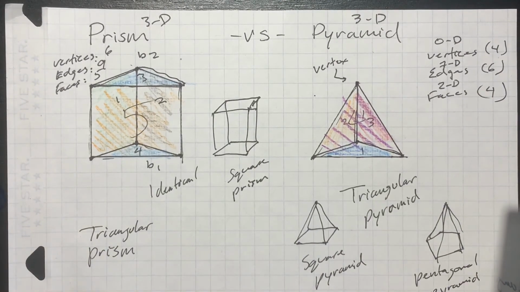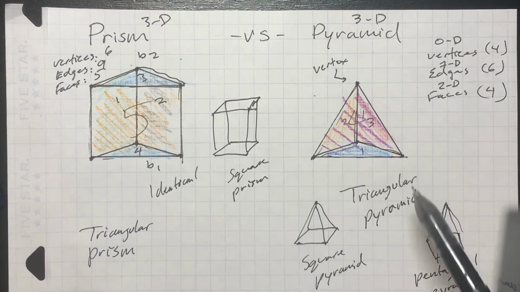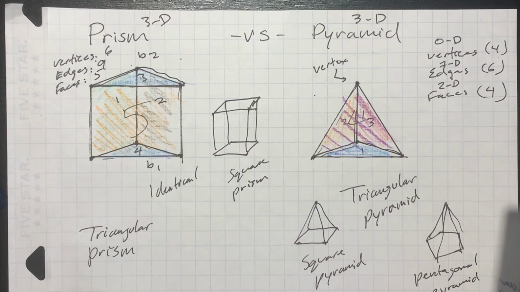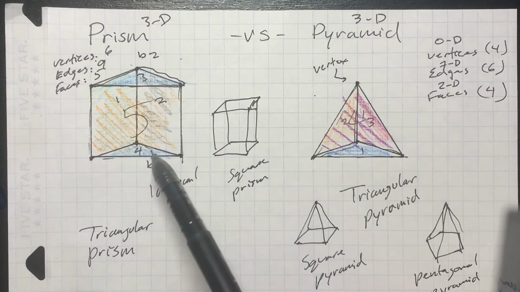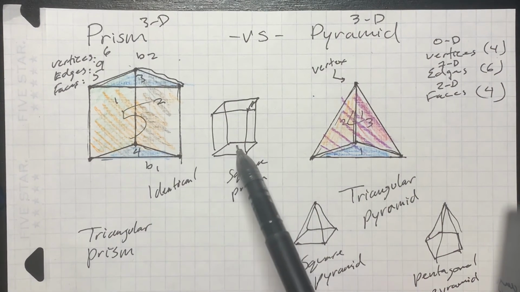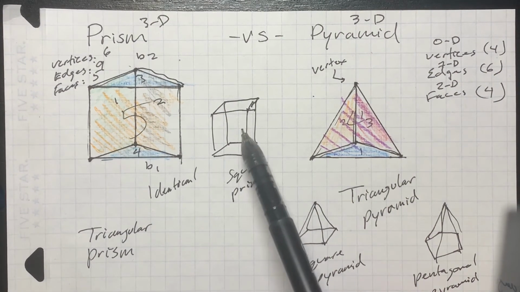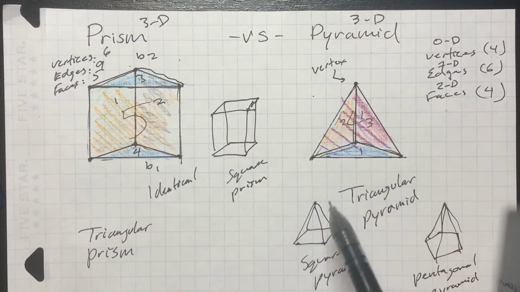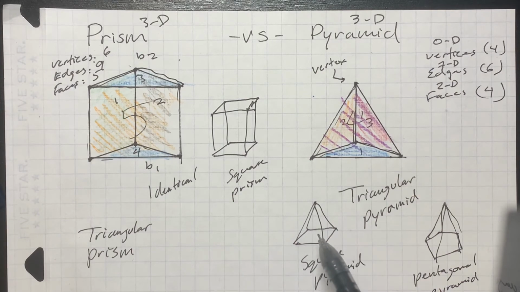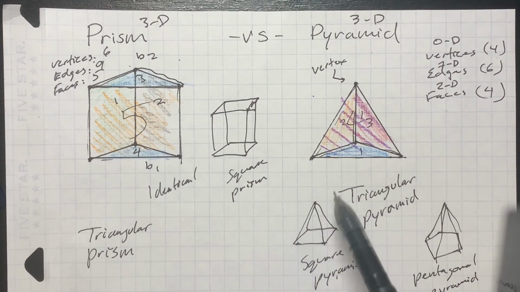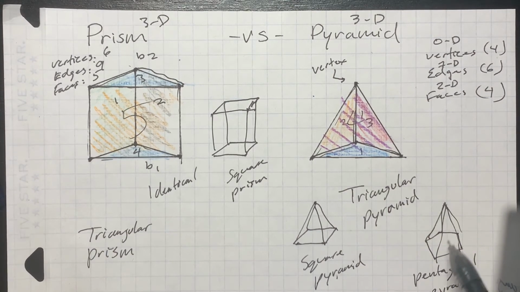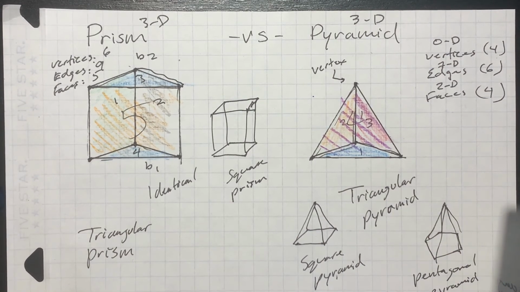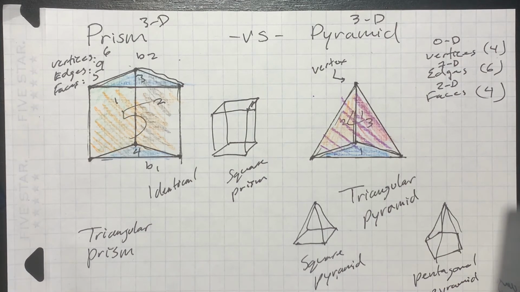So again, to find the type of pyramid or the type of prism, look at the base. What is the shape of the base? In this case, a triangular prism. The base here is a square, so it's a square prism. For a pyramid, the base is a triangle, so it's a triangular pyramid. This pyramid with a square base is a square pyramid, and the base here is a pentagon, so it's a pentagonal pyramid. All right, so there you guys go.